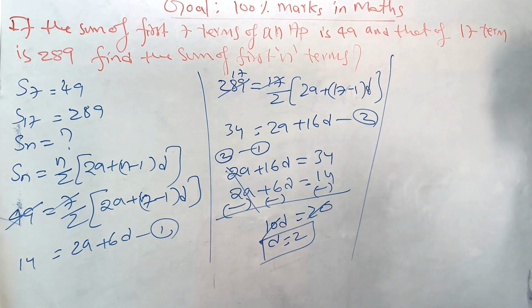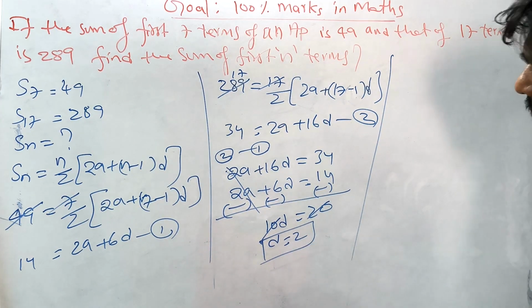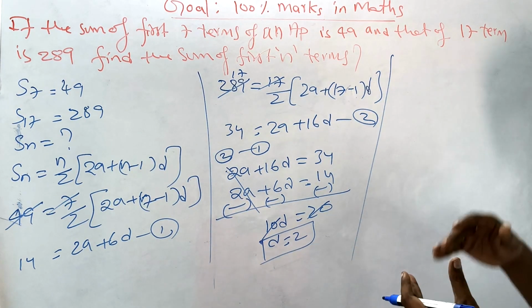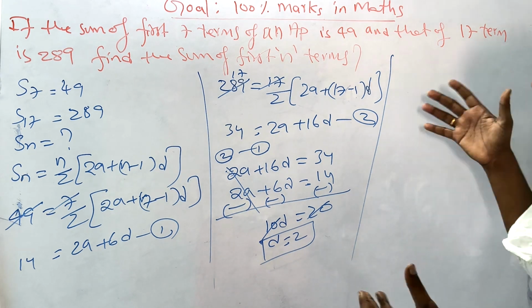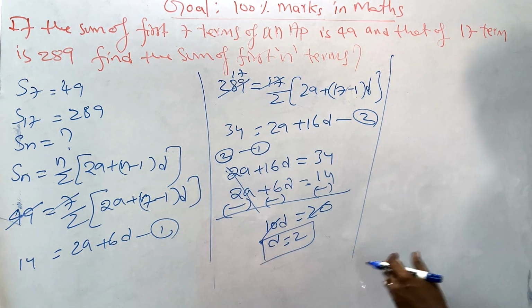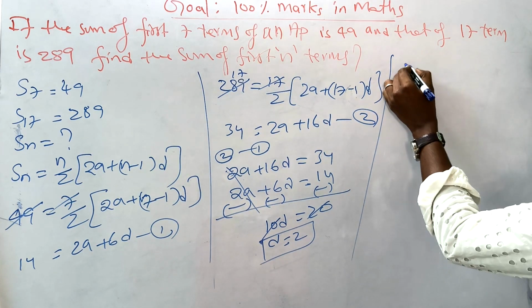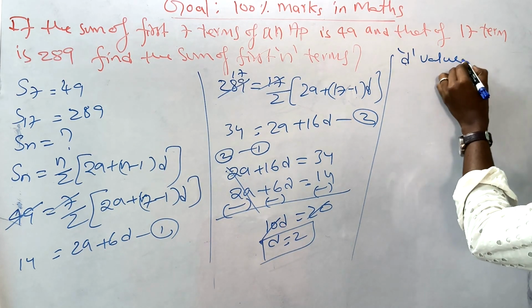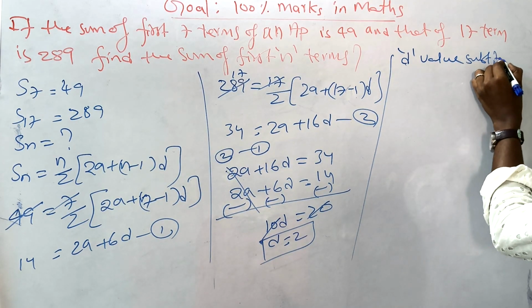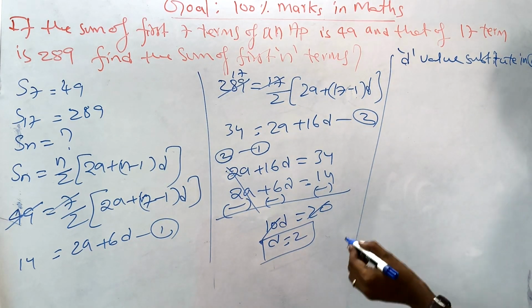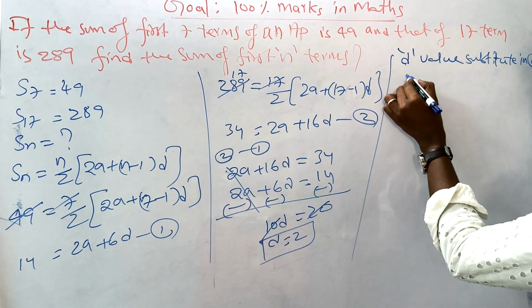Now what do we have to do? First of all, find the a value. If you know the a value, then you will get that AP. After that, you have to take the nth term and sum. Now substitute the d value in any equation, and you will get the a value. Now I am substituting the d value in equation 1.